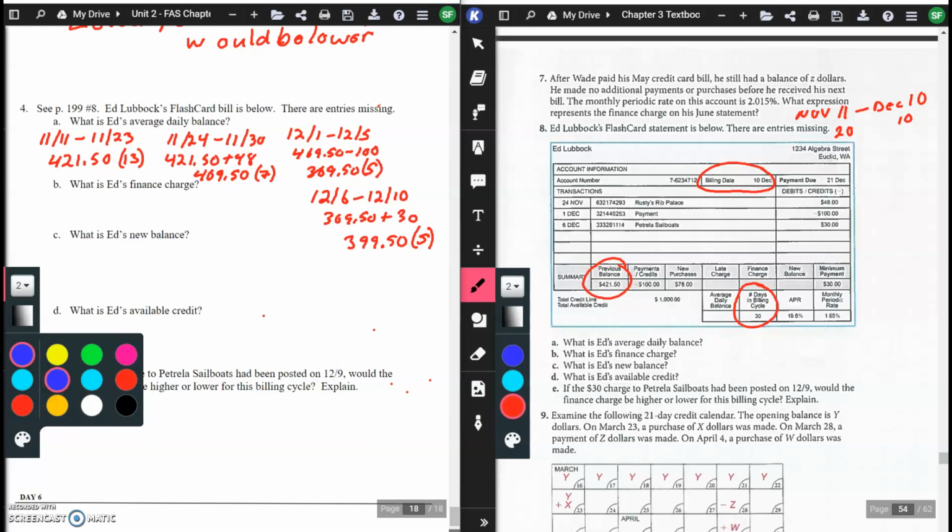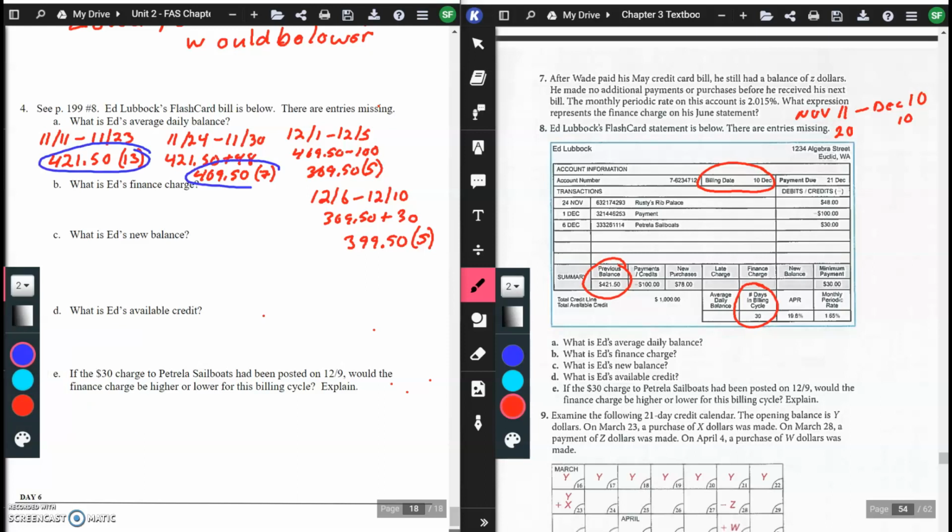You're going to want to multiply first, then add them all together, divided by 30 for 30 days, which gives you an average daily balance of $420.37.